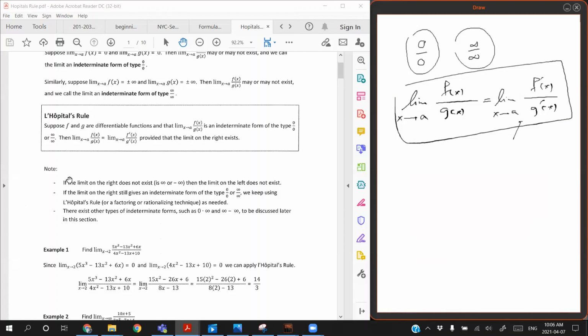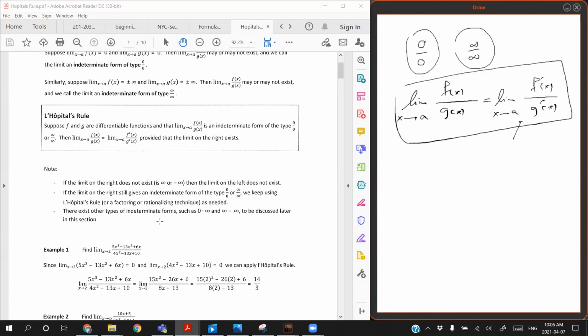So here we have some notes. If the limit on the right does not exist, or if it is infinity or negative infinity, then the limit on the left also does not exist. If the limit on the right, so this one here, still gives an indeterminate form of the type 0 over 0 or infinity over infinity, then we keep using L'Hopital's rule a second time.